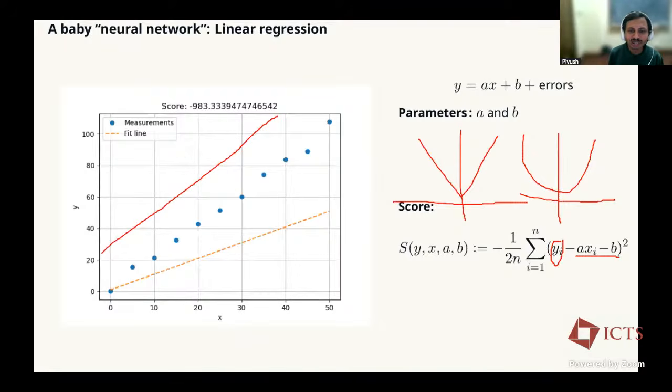Now, given the score, we would of course want to increase it, because there's a minus sign here. So we want to find out how the score would change if I change A and B a little bit. How would the score change if I change A and B by a small amount? Is that clear? Once we have that, we can decide which way to move A and B.